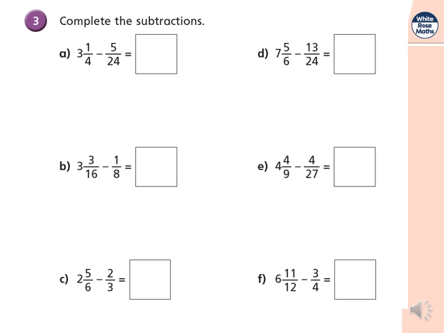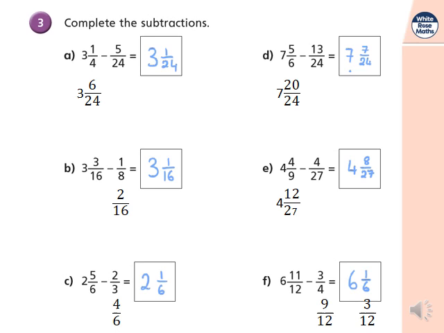Here are your answers. For 3 wholes and a quarter, you would have needed to have changed them to 24ths. So timesing by 6 would have changed it to 3 wholes and 6 24ths, taken away. For question B, we would have converted our 8ths to 16ths by timesing by 2. So it would have been 3 wholes and 3 16ths, take away 2 16ths. For C, we could have converted again by multiplying by 2, 2/3 to 4/6.